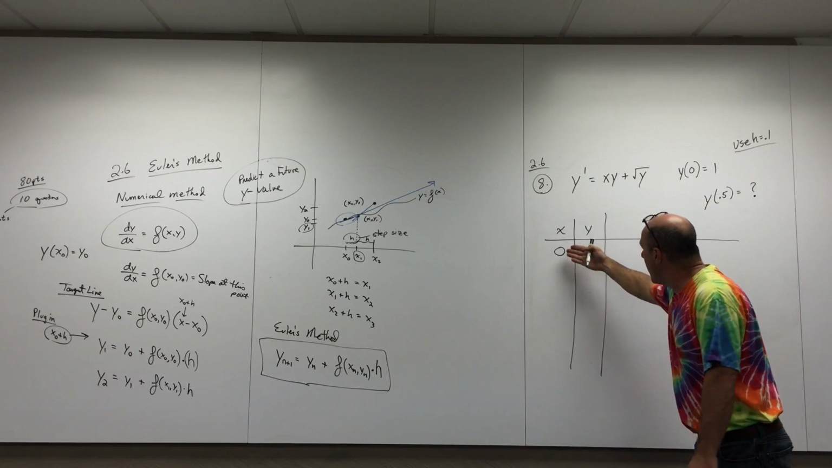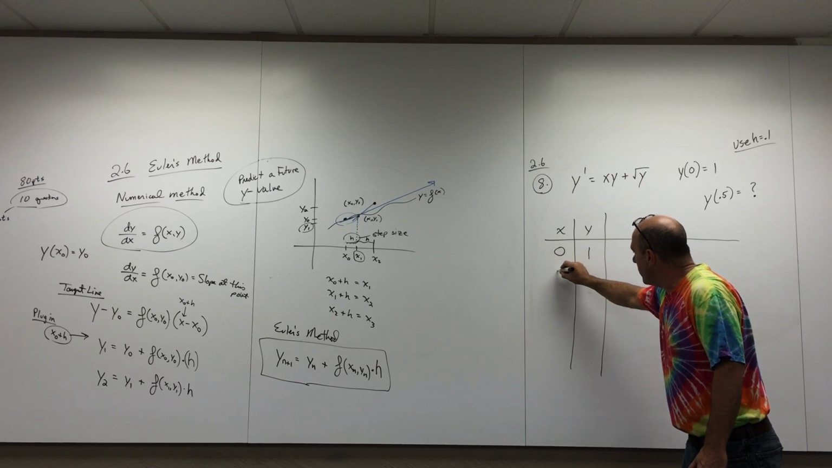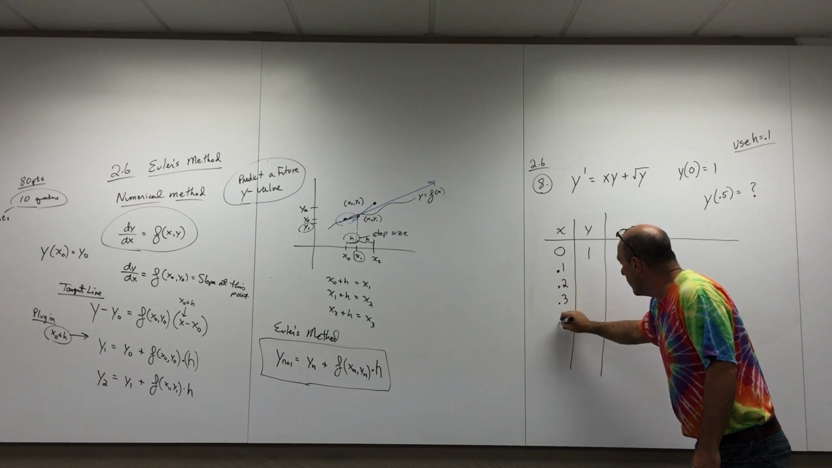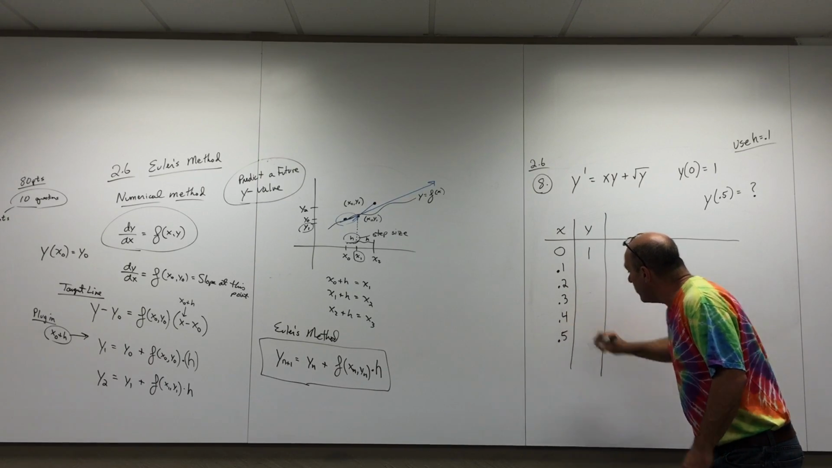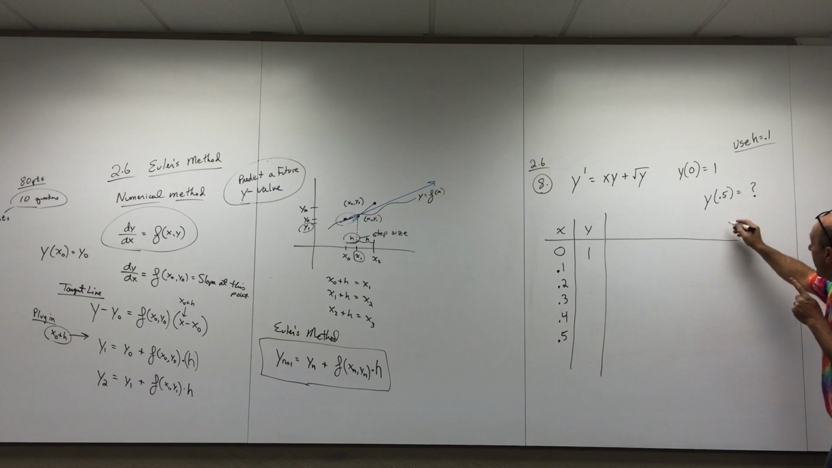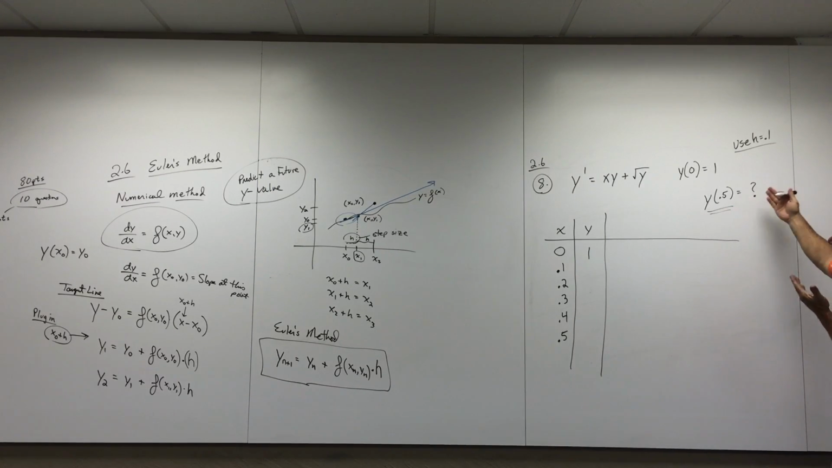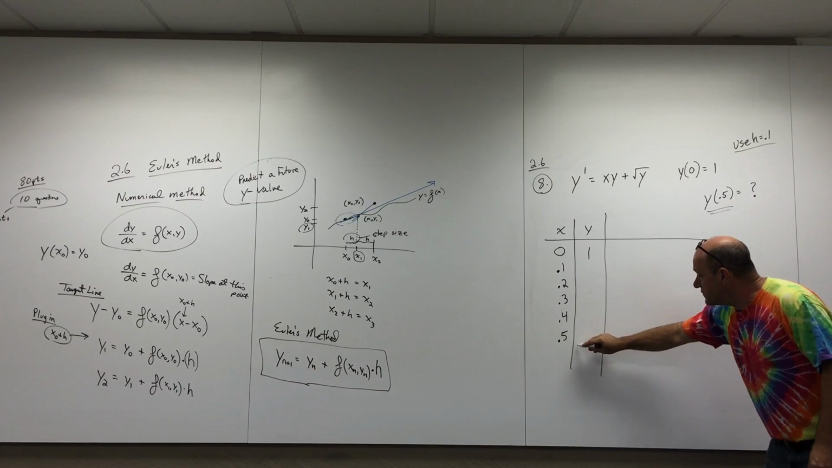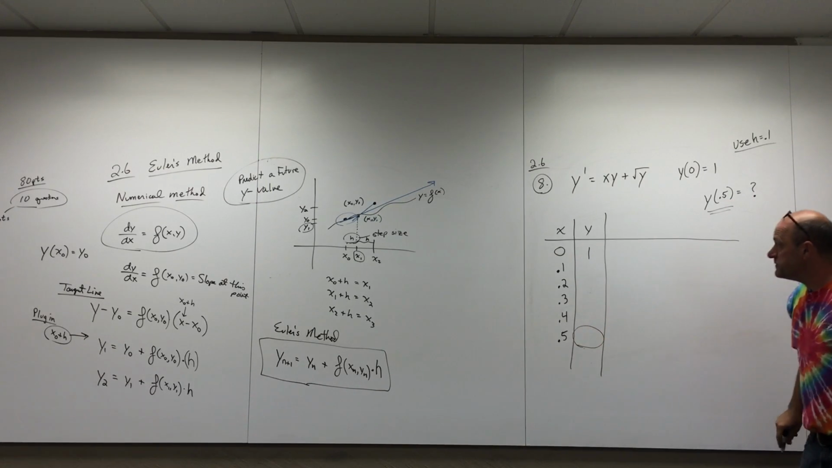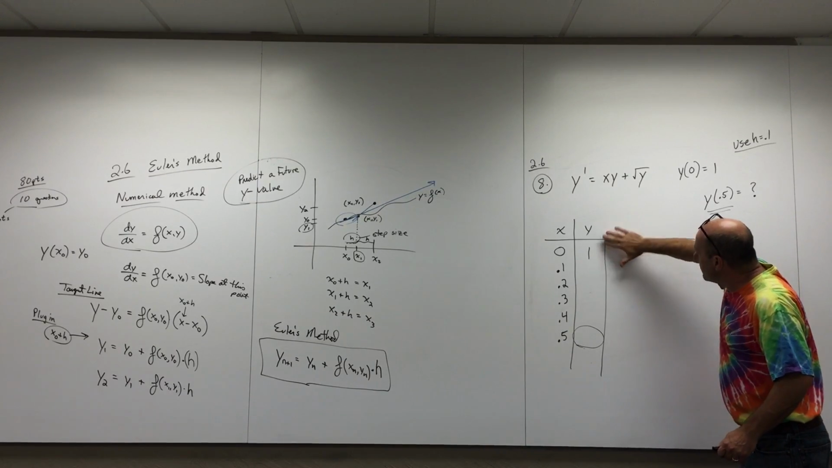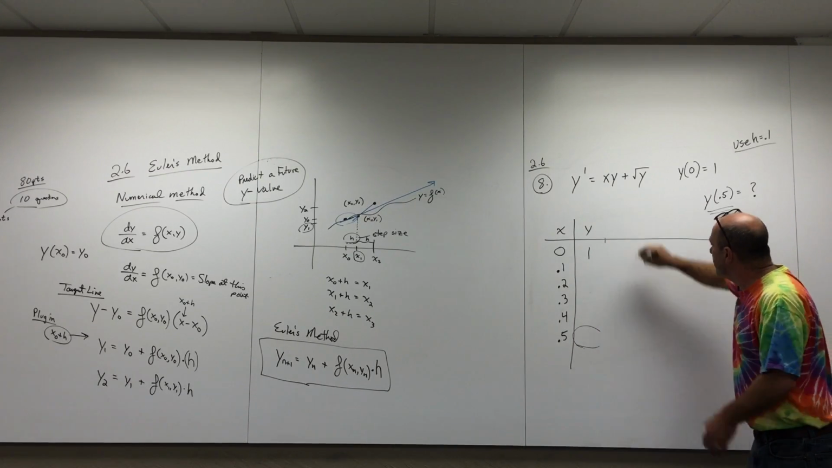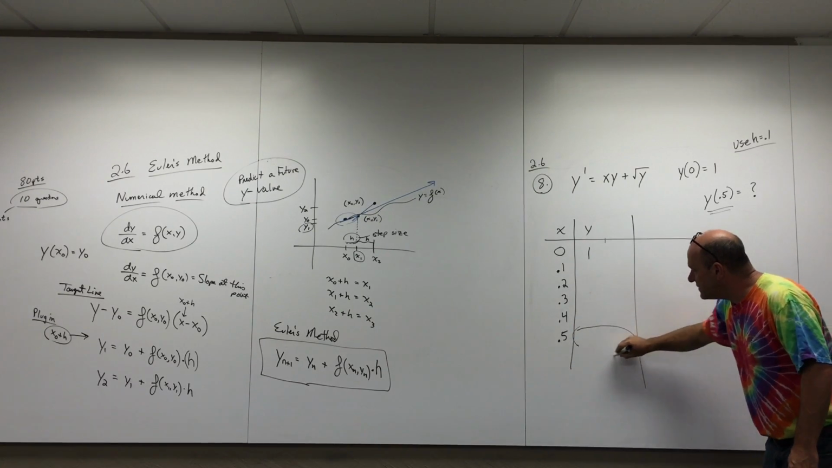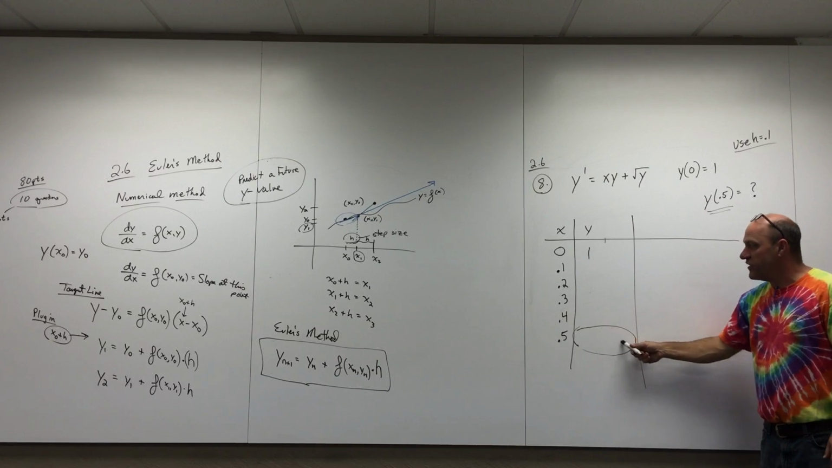I only assigned 1, 3, 5, and 7. Those are good. I might try 8 for the fun of it here. So 8 is this. It's y prime equals xy plus the square root of y. So that's a DE, you guys. They probably have an initial condition: y of 0 equals 1.